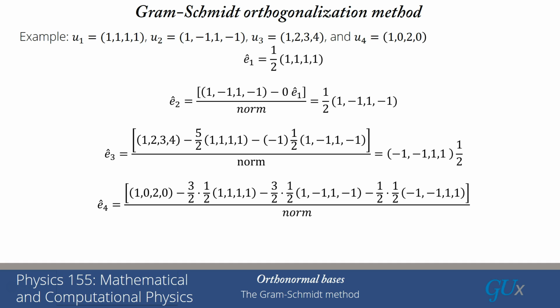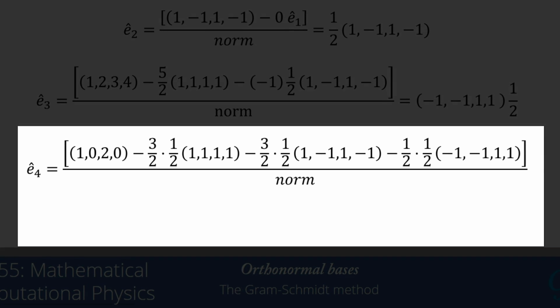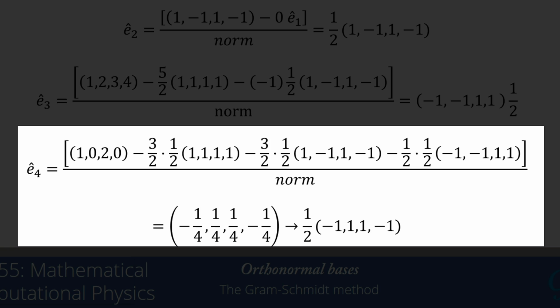And so now I have to go through this algebra. I'm not going to say it for you. You can sit down, pause the video, and carefully go through this algebra and get your result. And when all the dust settles, you find it's equal to -1/4, 1/4, 1/4, -1/4. We have to normalize that, so we get 1/2 times -1, 1, 1, -1.